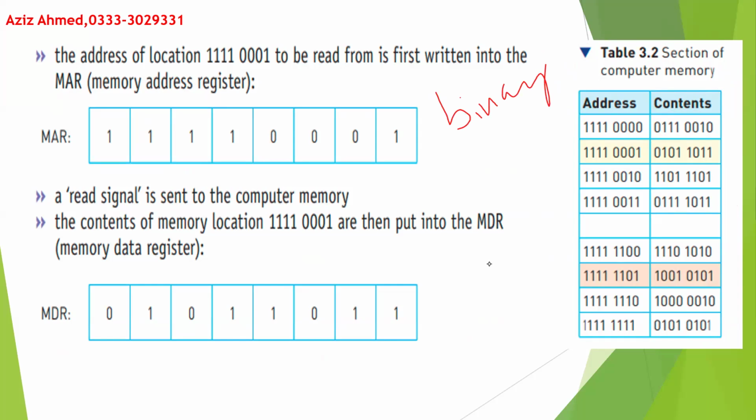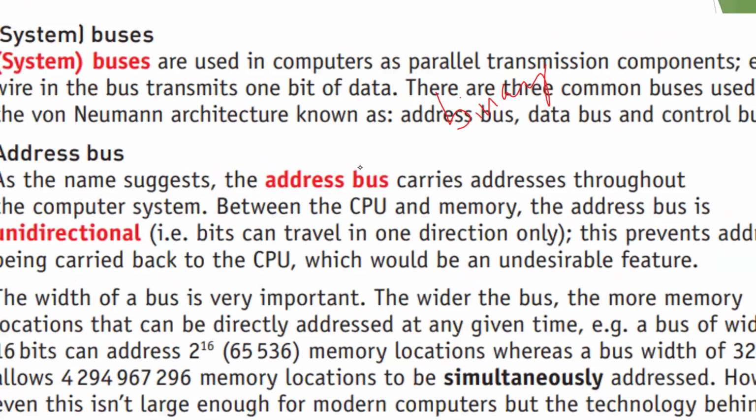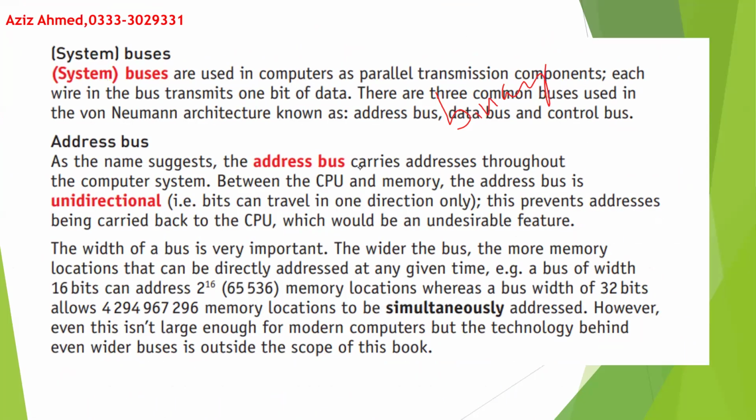CPU works on memory. CPU consults with the memory. As the name suggests, the address bus carries addresses. Where are the addresses? In memory. This is a kind of memory. This is address and this is data.